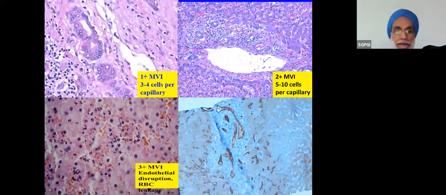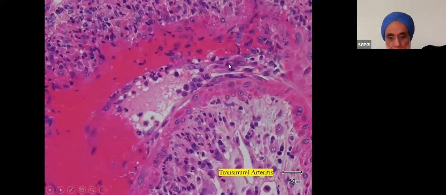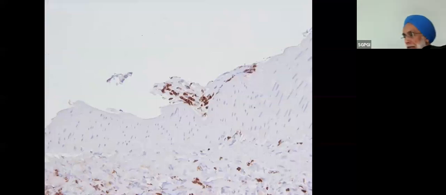I can just give you some pictures. This is 1+ microvascular inflammation, 3 to 4 cells per capillary, 5 to 10 cells here. And this is a diffuse C4d, and this is endothelial disruption, 3+ microvascular inflammation, arteritis. Now, arteritis in the context of ABMR, as I mentioned, if you do immunohistochemistry, even arteritis has a lot of T cells and a lot of macrophages. So always remember, ABMR has a significant T cell component to the injury, and most people will probably benefit from the usual steroid therapy and even thymoglobulin if indicated clinically.